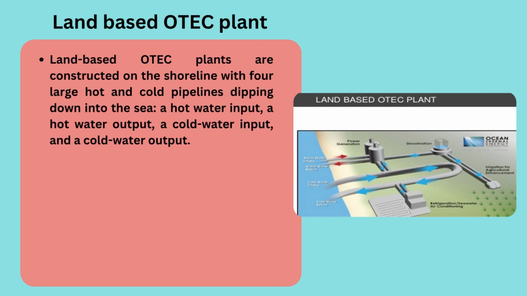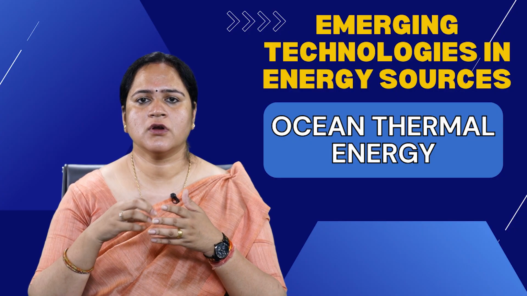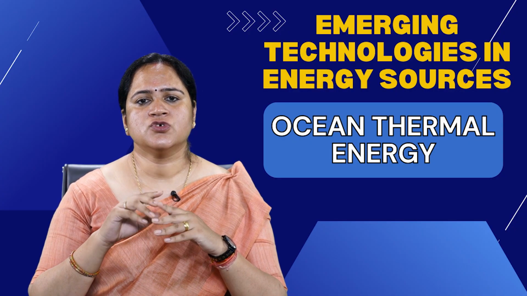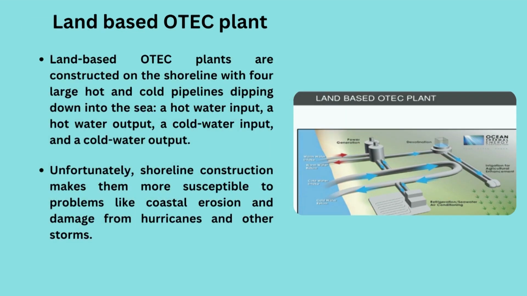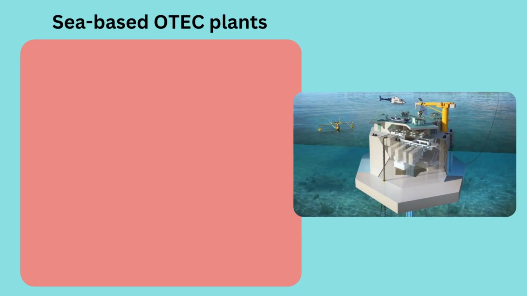So land-based ocean thermal energy conversion plants are constructed on the shoreline with 4 large hot and cold pipelines dipping down into the sea. A hot water input, a hot water output, a cold water input and a cold water output. So 4 pipelines are there. Unfortunately, this shoreline construction makes them more susceptible to problems like coastal erosion, damage from hurricanes and other storms, etc.